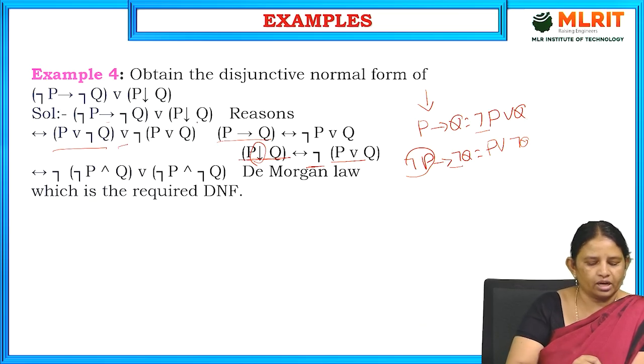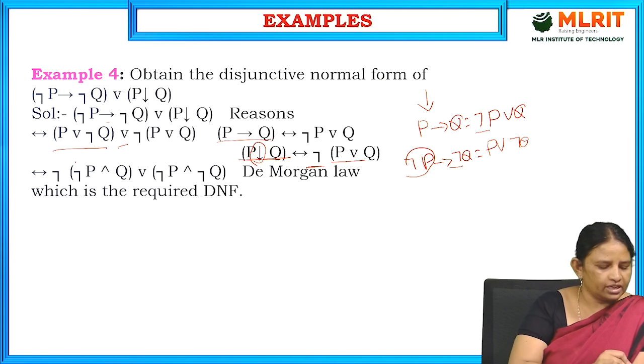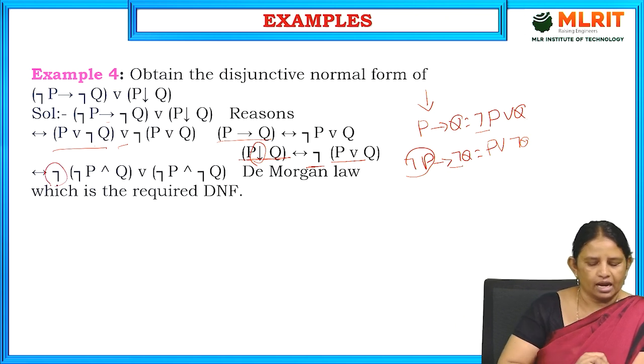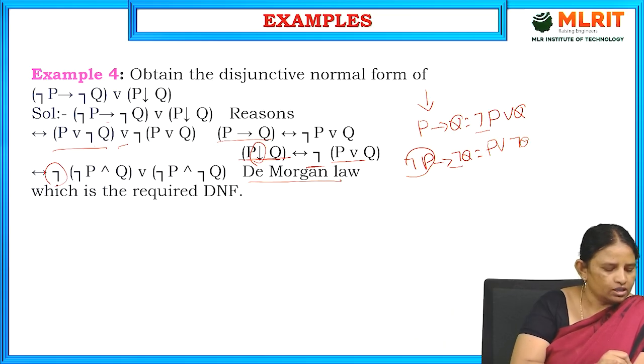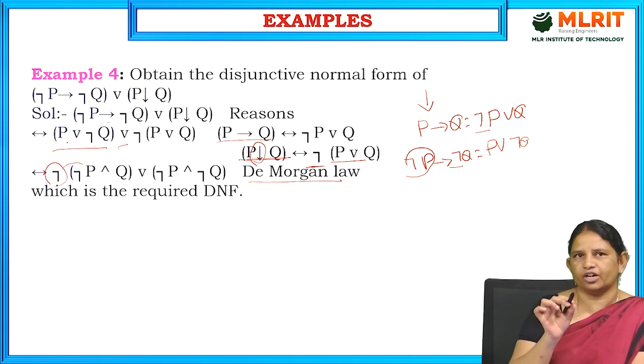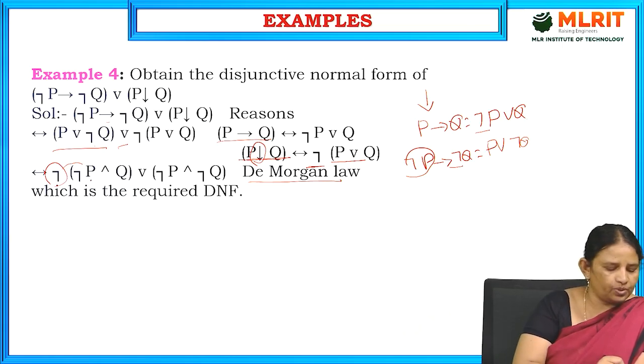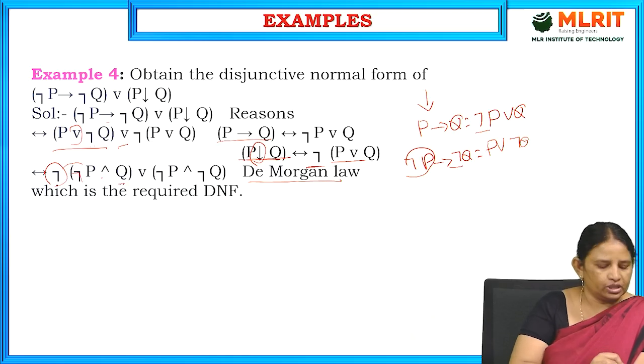Then P NOR Q is written as negation of P or Q. Here there are 2 products. We need to separate the 2 values. So in this statement, take the negation out according to De Morgan's law. If you take the negation out, then we will get the equivalent formula in DNF. So negation P becomes P. Then or, if you take the negation out, this becomes and. There is no negation for the Q. That is the first literal.